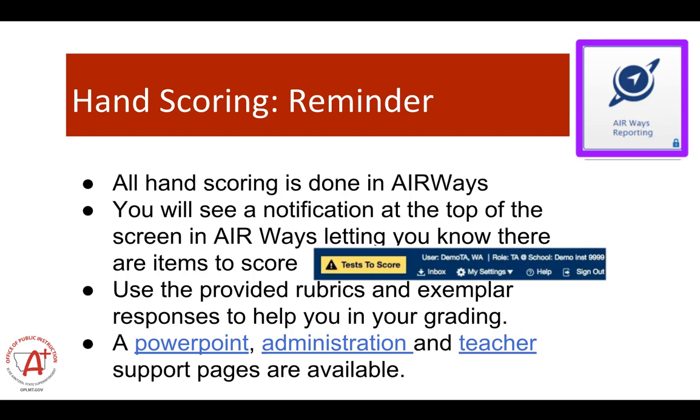So we've talked a lot about the hand scoring. That's where the teacher needs to go in and grade student responses for the performance tasks, and then also for some of the interim assessment blocks. And all of that hand scoring is done in the Airways reporting system. So the same place that we just showed you to go to get the reports, teachers have to log into to do the hand scoring. When the teacher logs in to their Airways reporting portal, they will see a yellow box, just like you see on your screen there, that says Test to Score. Then they need to click on the Test to Score, and that will lead them into their roster and into exactly the place where they need to score those tests.